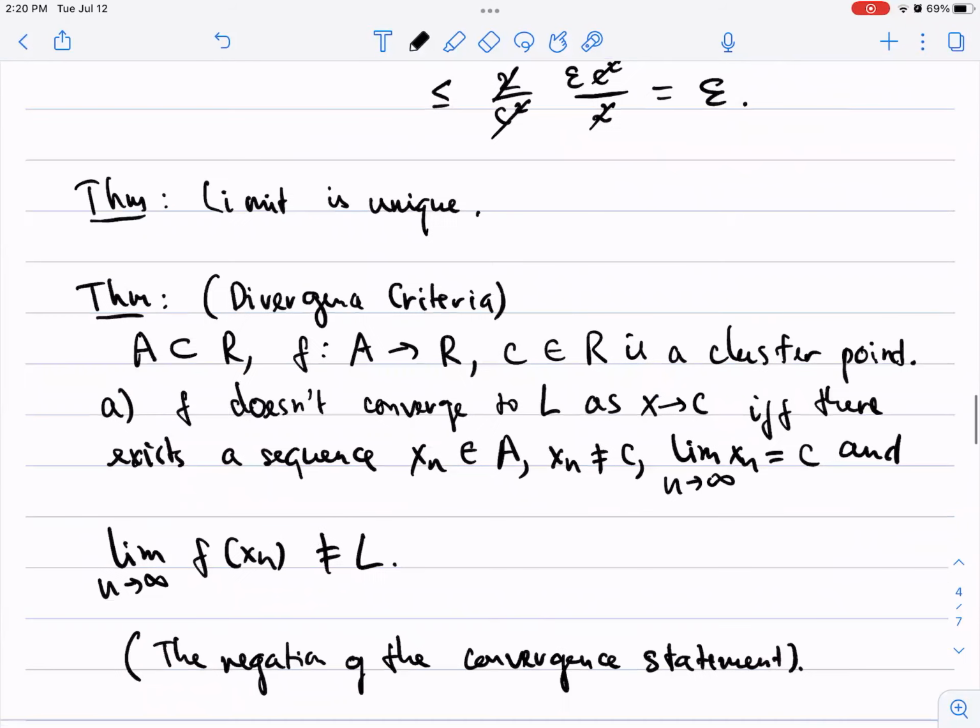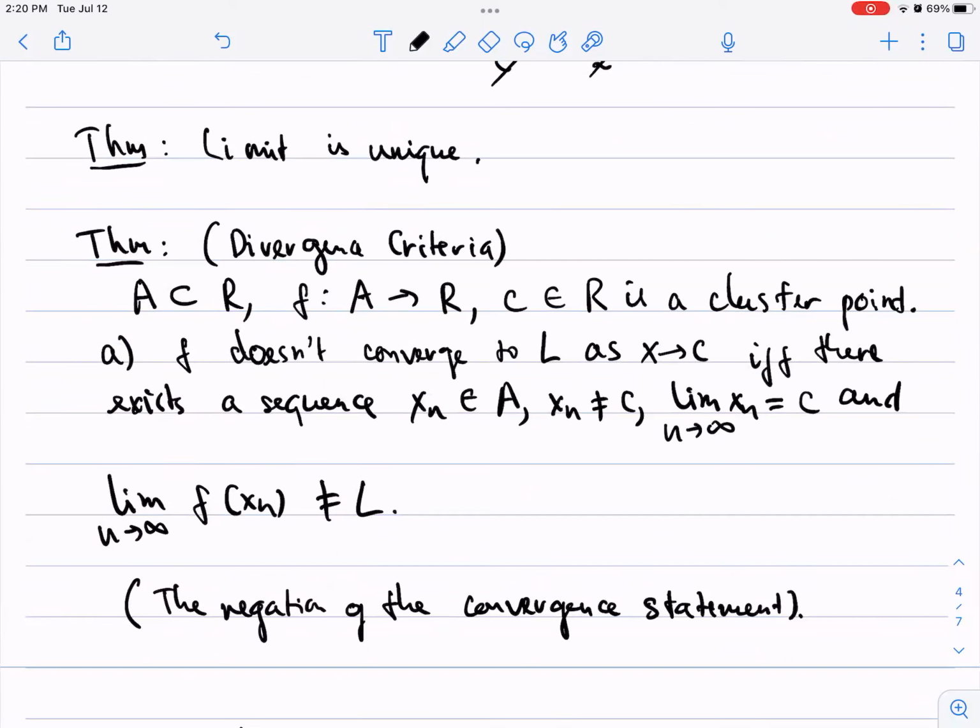Now, I would like to state a few theorems which are very important in the theory of limits of functions. The first theorem is that a limit is unique, and this is very similar to the situation for the limit of a sequence. Earlier, we stated that the limit of a sequence is unique. That's why we call it the limit.